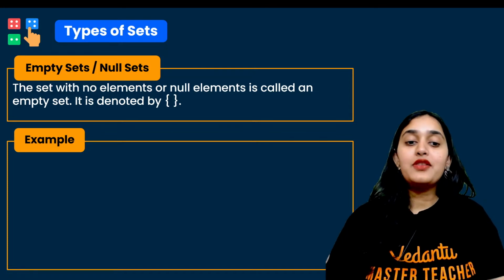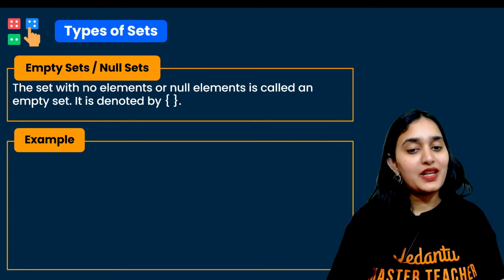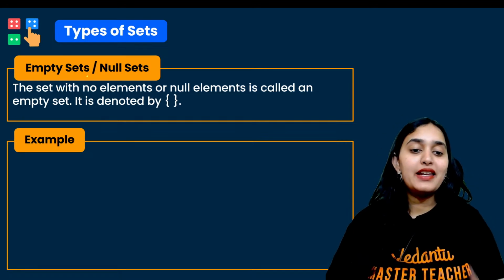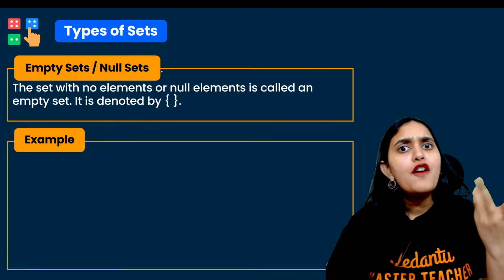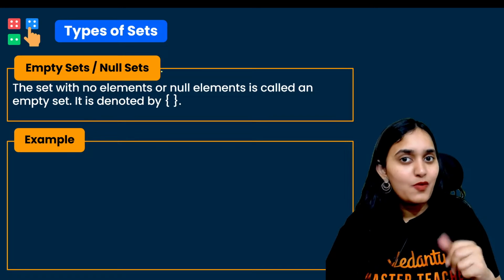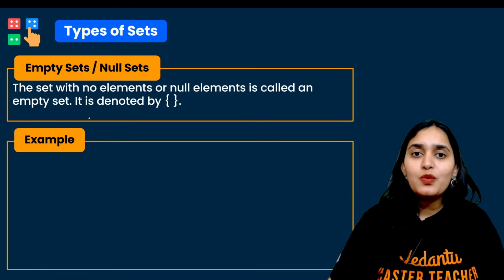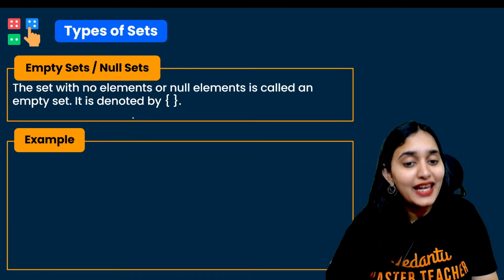Now let's learn about the different types of sets we have. Number 1, empty set, null set. From the name itself, can you tell me what is an empty set? Empty, which has nothing.